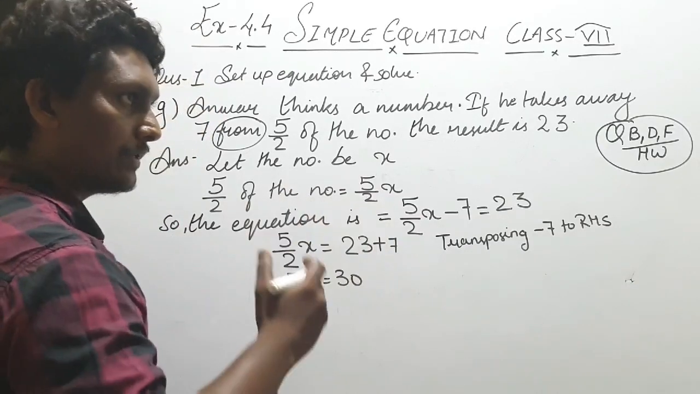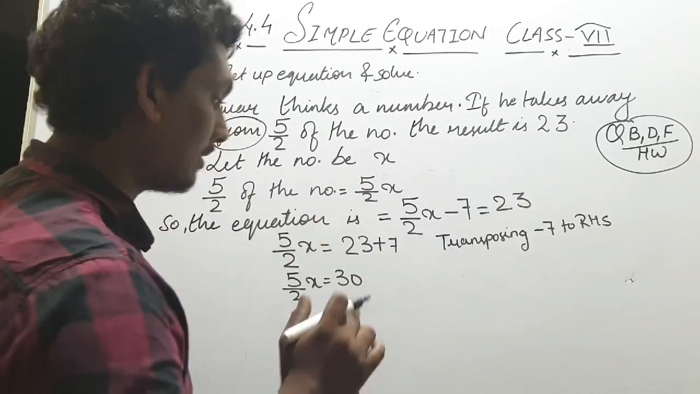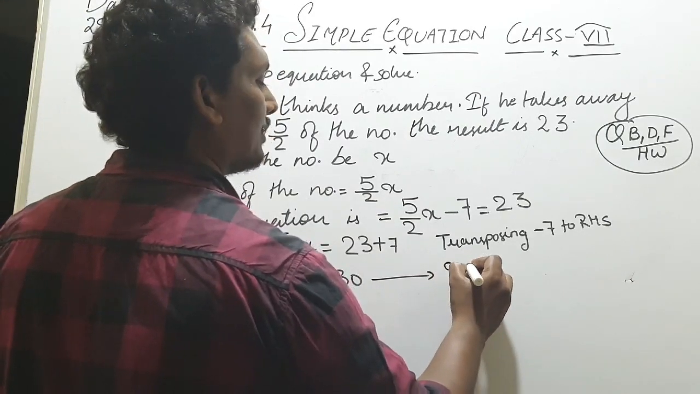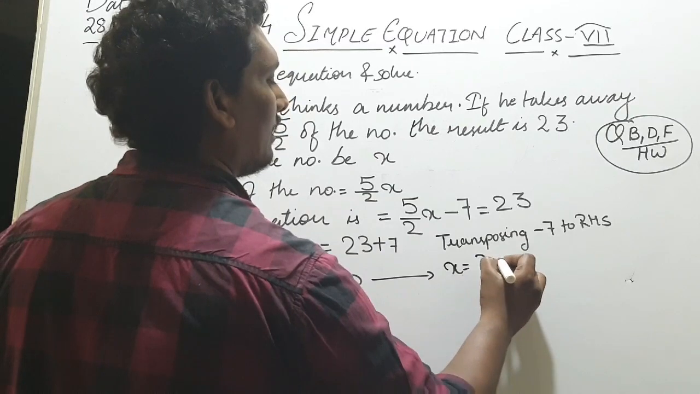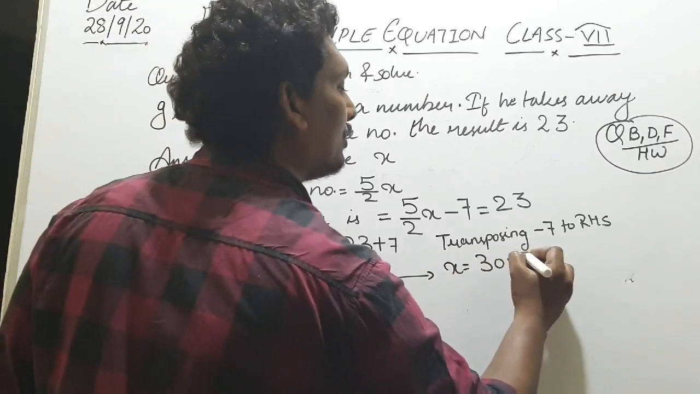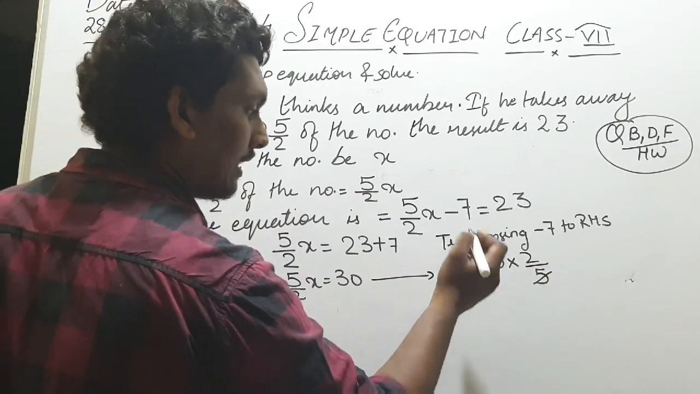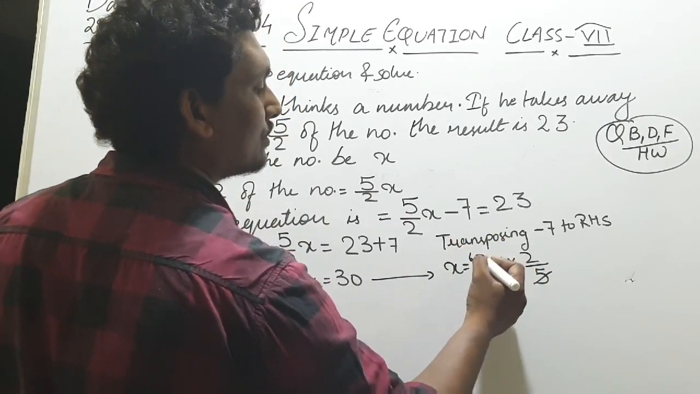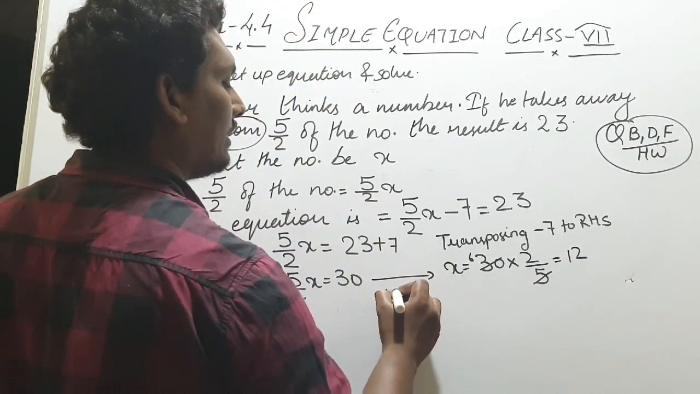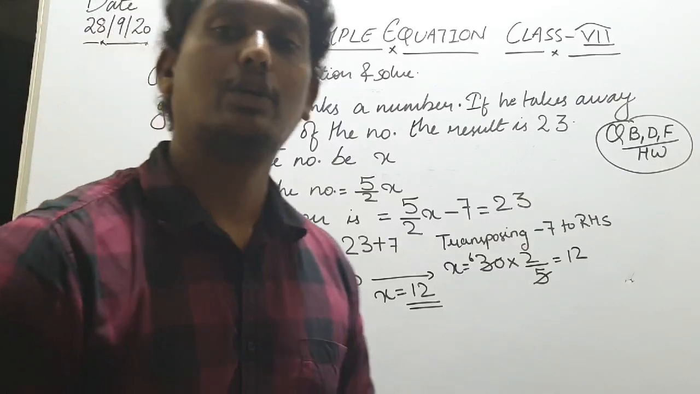So in the previous also I told you, when this type of situation comes, we have to do the reciprocal, right? So I'm writing here this side. So x is equal to 30 multiplied by, we have to do the reciprocal, so 5 by 2 will become 2 by 5. When you cancel this 5 and 30, so 6 will come here, so 6 times 2 is 12. So the final value for x is equal to 12. So the required number is 12.